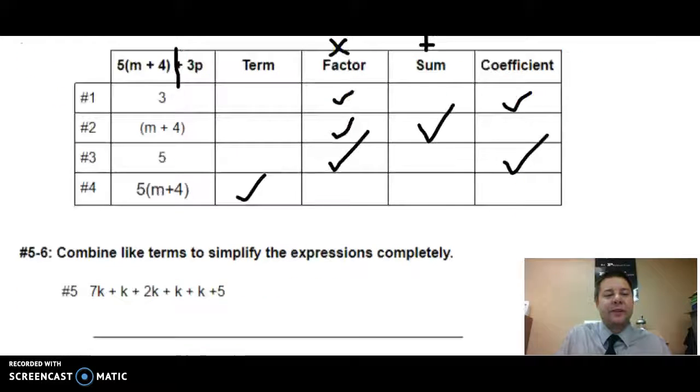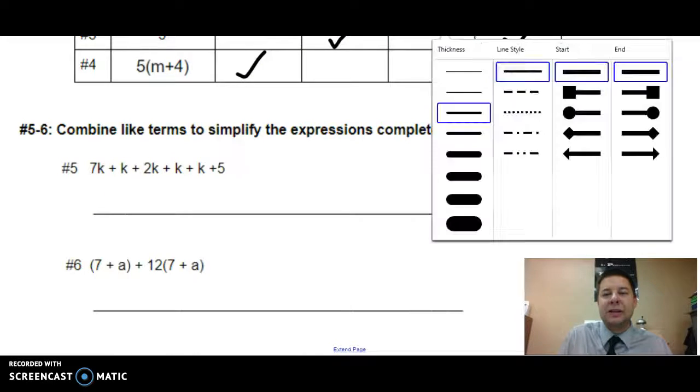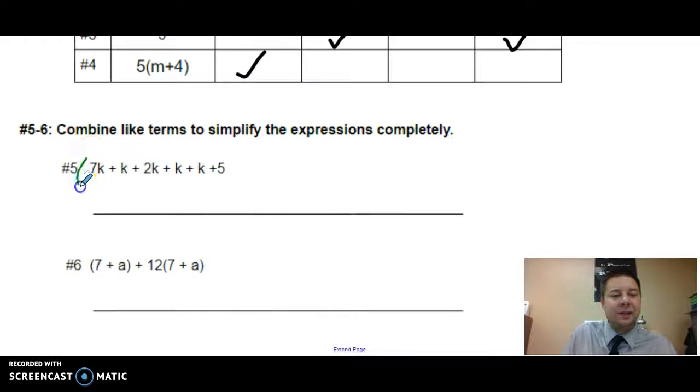And then for numbers 5 and 6, we're combining like terms. So here they are down here. What I'm going to do is try to make a shape here. I'm going to change up my line so it's not quite as thick. And I'm going to maybe put a circle around all of my k's. So let's see if I can do that.